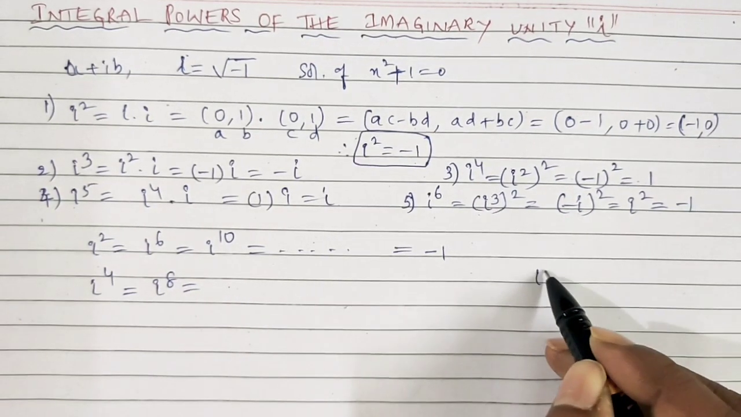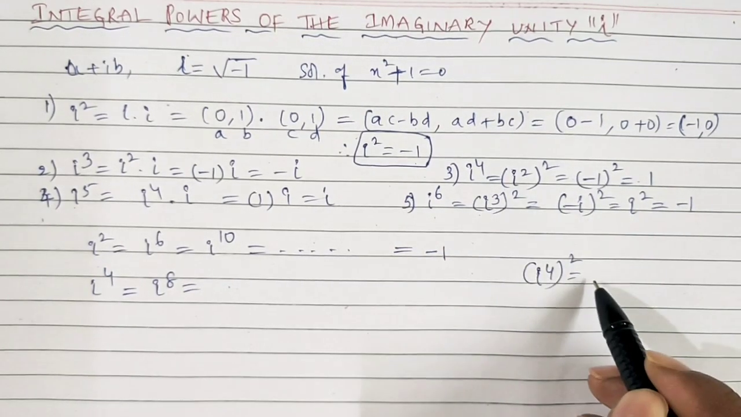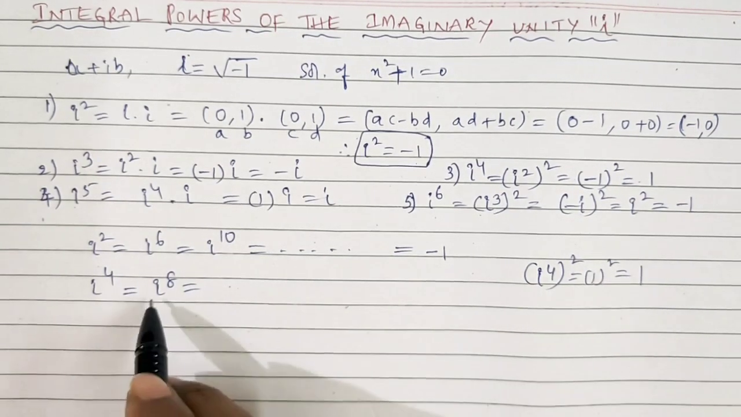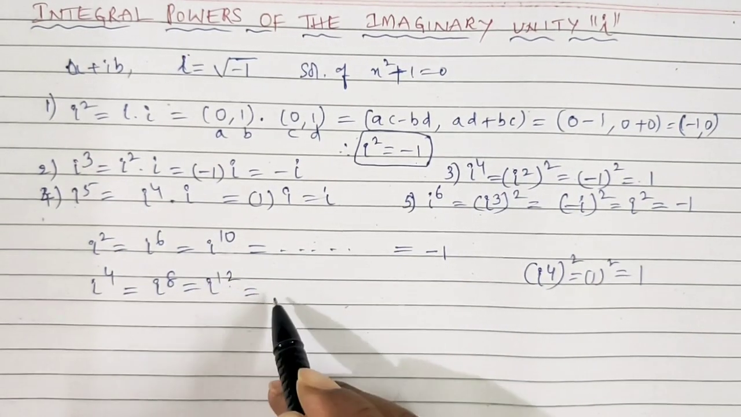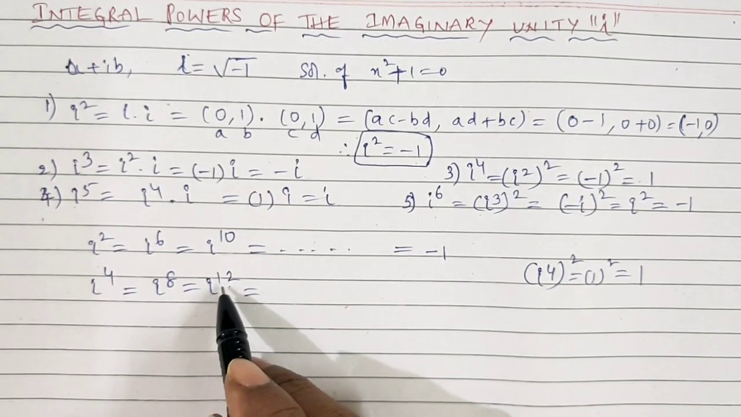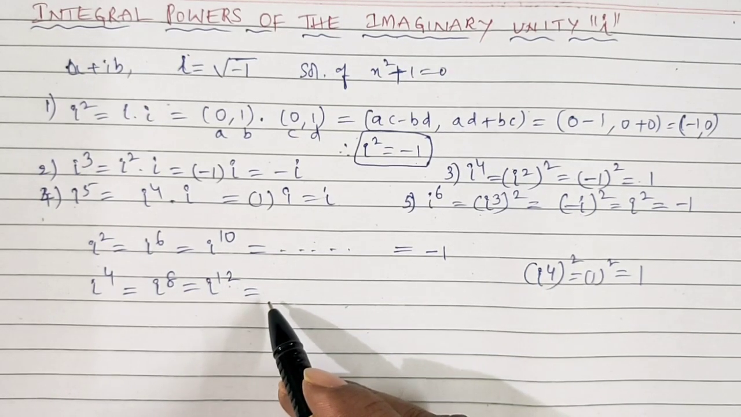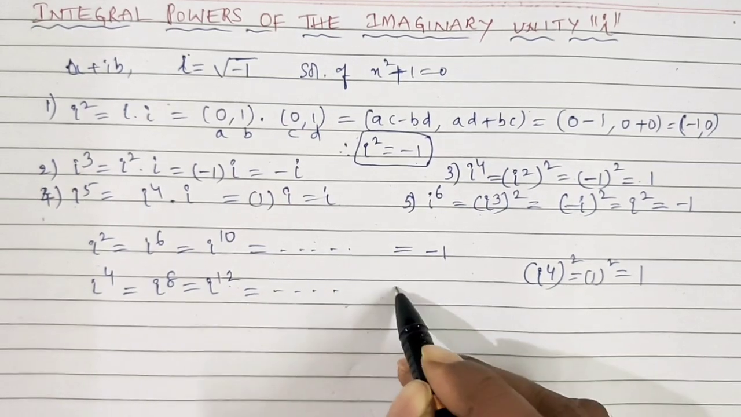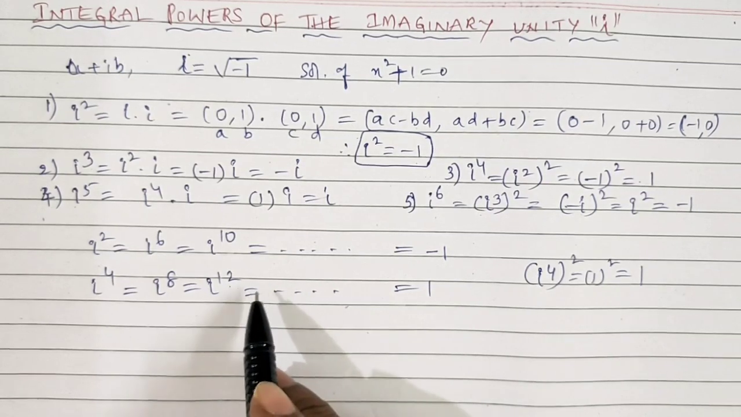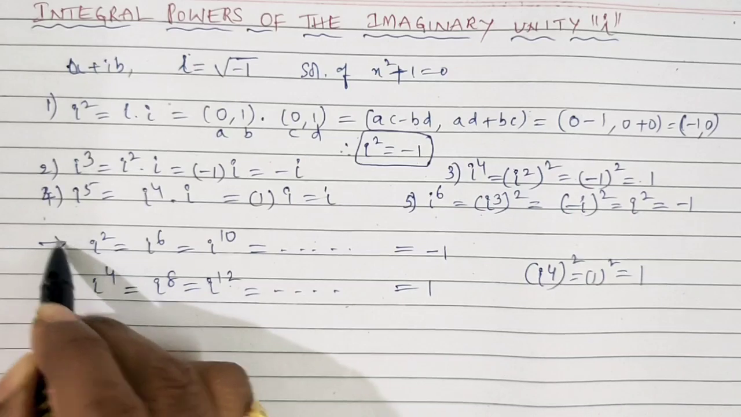See here, i power 8 can be written as (i power 4) whole square, where i power 4 value is 1. So 1 whole square value is 1 itself. Again i power 12 also we get 1. If you want you can check, because i power 4 value is 1, so 1 power any integral value always gives 1 itself. So i power 12 is also 1, and so on, equal to 1. Like this i power 16, i power 20, like this we have to add 4. Okay, this is one rule.